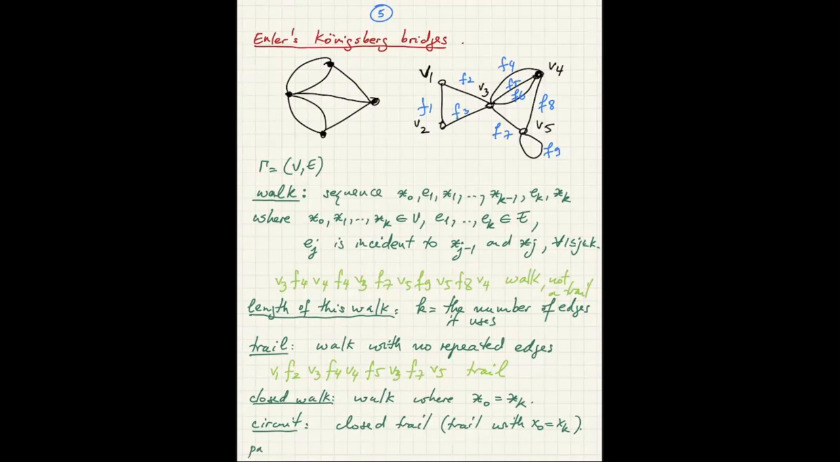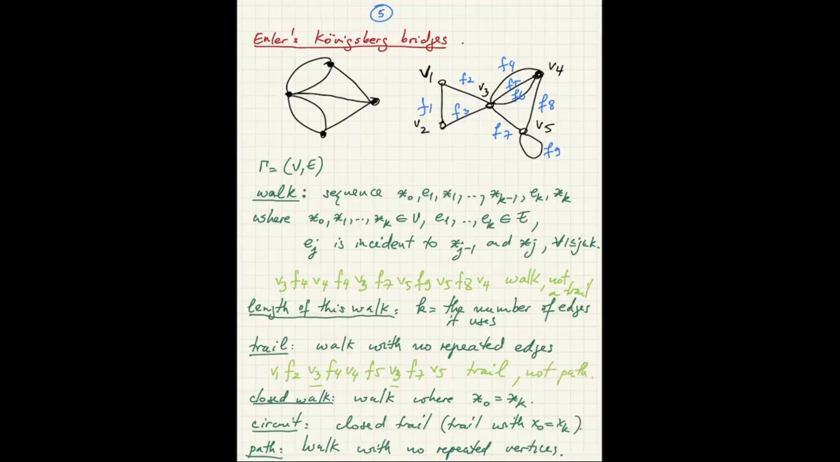Now, one more definition is path, and a path is a walk with no repeated vertices. So here, in the first example we gave, we repeated an edge, so we repeated also vertices. So that's a walk. It's not a trail. We have a trail here, but we repeat V3 in two places, so that's a trail and is not a path.